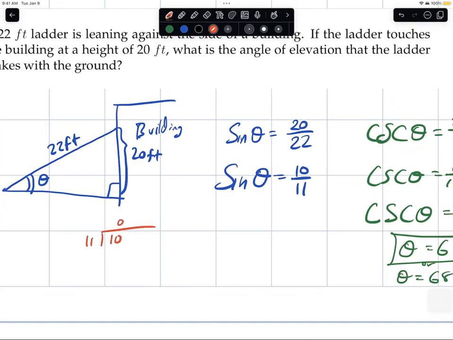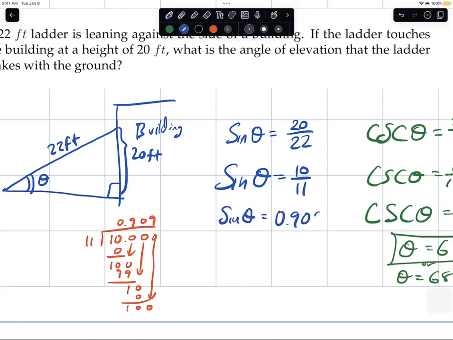11 goes into 10, 0 times. So we put a 0 there and bring that down. 11 goes into 100, 9 times, to get 99. When we subtract, we get 1. Bring down a 0 to get 10. 11 goes into 10, 0 times. 0 times 11 is 0. Bring down another 0. 11 goes into 100, 9 times. And so we get here the sine of theta is equal to approximately 0.909.